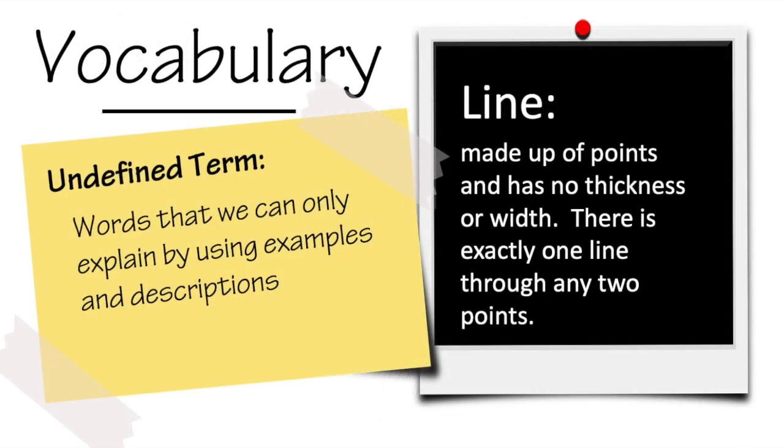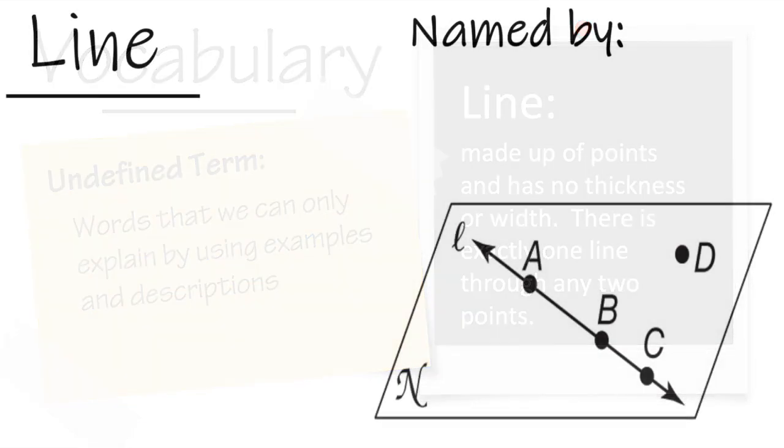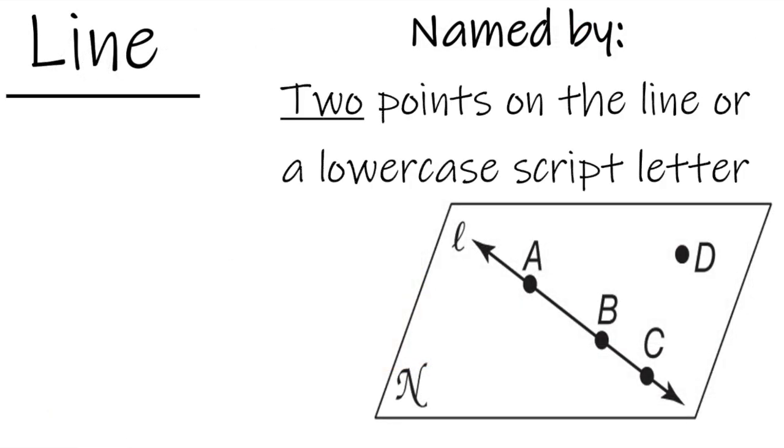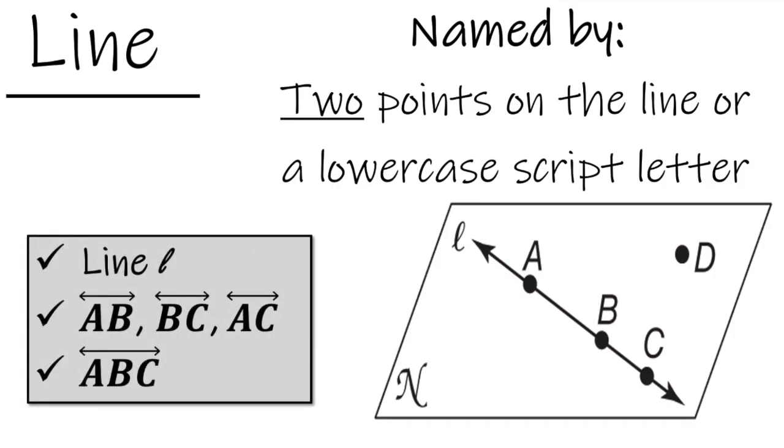Next one, line. A line is made up of points. It has no thickness or width. There is only one line through any 2 points. Okay, a line is named by 2 points on the line or a lowercase script letter. For example, line L or line AB or BC or AC. Not ABC. Only 2 points get to name the line, not 3, 2.